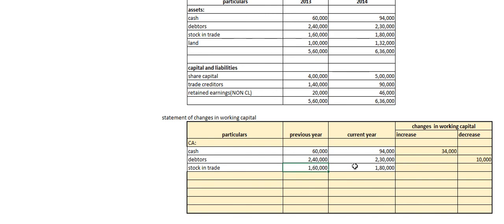Stock and trade, last year it is 1,60,000, the current year it is 1,80,000, so which has increased. So you will show it up in your increase column. 1,80,000 minus 1,60,000, which is 20,000. So total up your current assets, so 60,000 plus 2,40,000 plus 1,60,000 is equal to 4,60,000. 94,000 plus 2,30,000 plus 1,80,000 is equal to 5,04,000. So now moving on to our current liabilities.